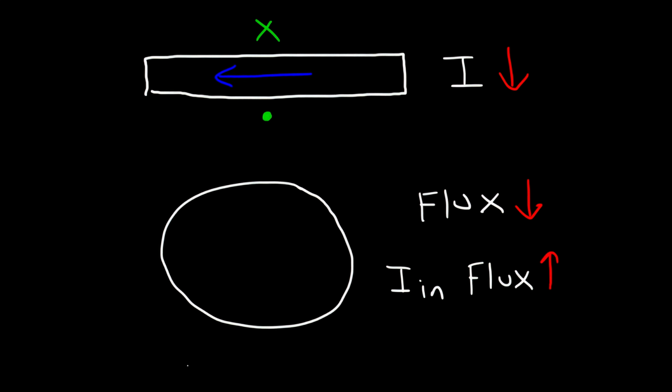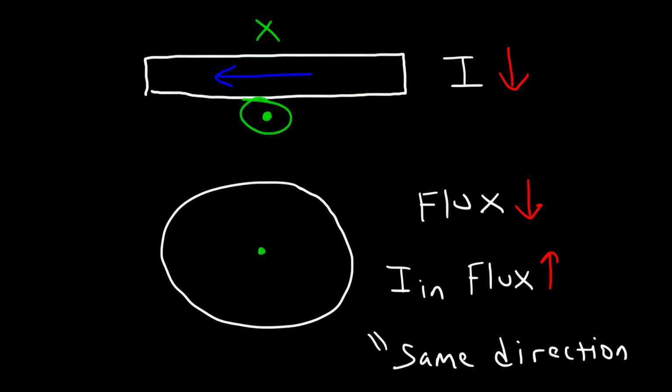Now, anytime it tries to increase the flux, it's trying to support the decrease in magnetic field. And anytime it wishes to support it, the two magnetic fields have to be in the same direction. Now at the center, the external magnetic field, which is this one, is directed out of the page.